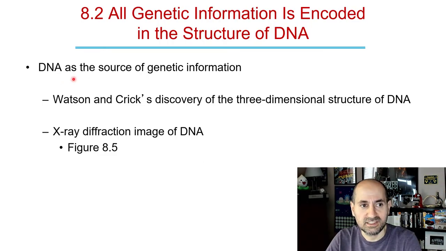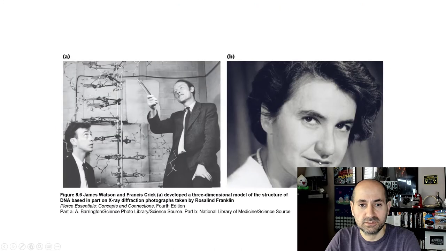Remember that DNA is the source of genetic information for living organisms. This includes all three domains of life: bacteria, archaea, eukarya. And the structure of DNA came about with Watson and Crick, and also, very importantly, Rosalind Franklin and her actual research, along with her mentor, Maurice Wilkins.